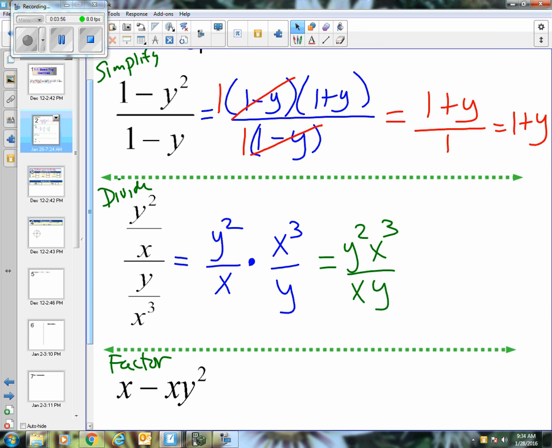Now, some people, though, look back and say, hey, wait, can't I simplify before I multiply? And the answer is absolutely you can. If it's easier for you to simplify first and then multiply, great.